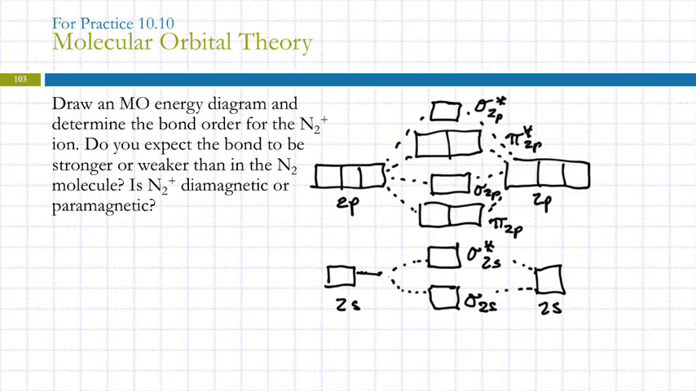So that's good. So we're looking at N2 plus. So we'll put N over here, and one of these has to be missing an electron. We'll make it this one over here. So a nitrogen atom has 5 valence electrons, and those are 2 of them in the s and 3 in the p. And then over here for the other nitrogen, it's missing 1 electron, so it's got 4 valence electrons. Okay? So I'm going to take those. I've got a total of 9 electrons, right? 5 from one, 4 from the other.